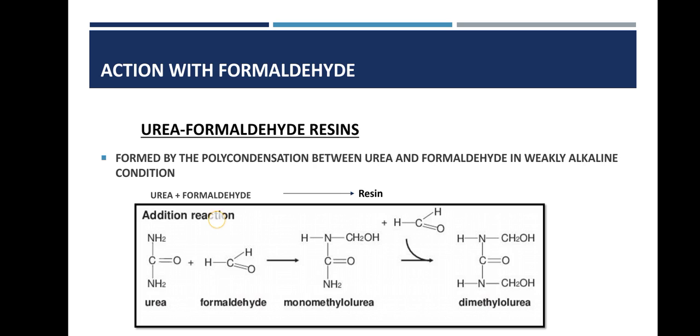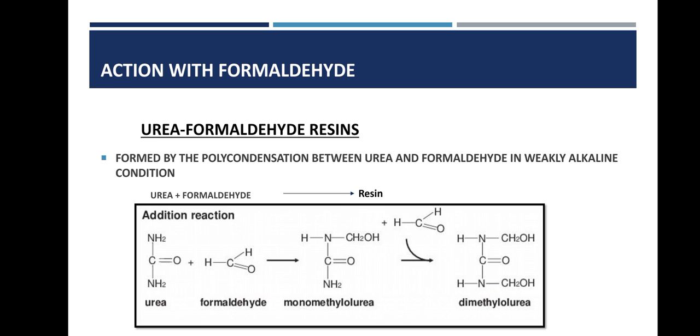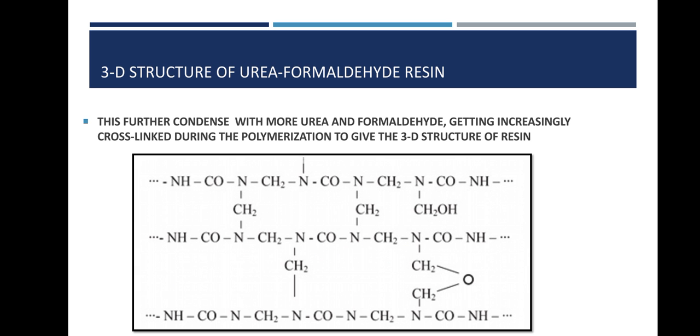Now let's look at the three-dimensional structure of urea formaldehyde resin. In the first reaction we get monomethylol urea, and when it further reacts with formaldehyde we get dimethylol urea. But when it reacts again and again, what we get is a three-dimensional structure of urea formaldehyde resin. That is, when this further condenses with more urea and formaldehyde, it becomes increasingly cross-linked during polymerization, which yields a three-dimensional structure of resin.